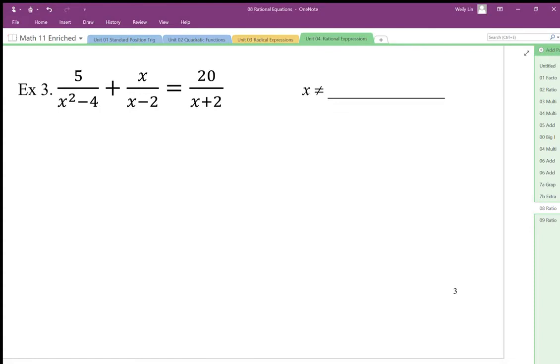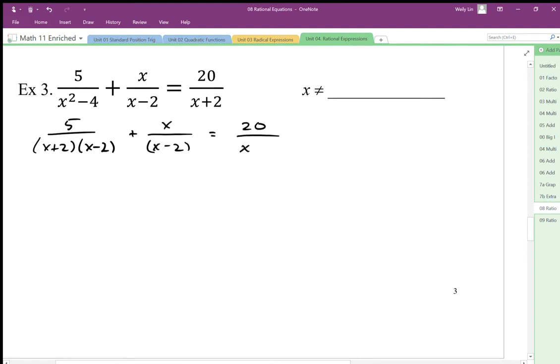So we have to factor the quadratic here. We're going to factor that into x plus 2, x minus 2, plus x minus 2 equals 20 over x plus 2. Okay, so we state our restrictions. x is not equal to 2 or negative 2.